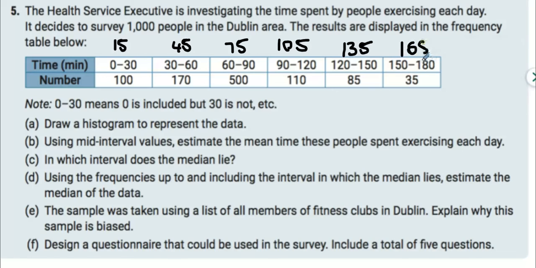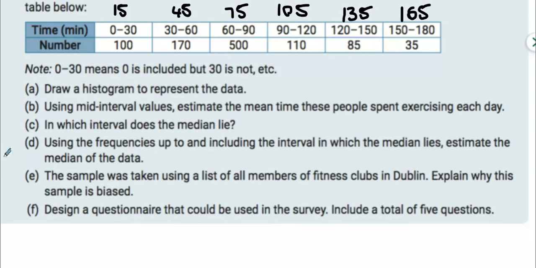Now, lads, I want everybody to do this in the calculator with me now. Here's what we're going to have to do. You're going to have to multiply. Now, what we're claiming is we're getting an estimate for the mean. It's not exactly the mean, but it's an estimate. We're claiming that all 100 people got a score of 15. All 170 got a score of 45.